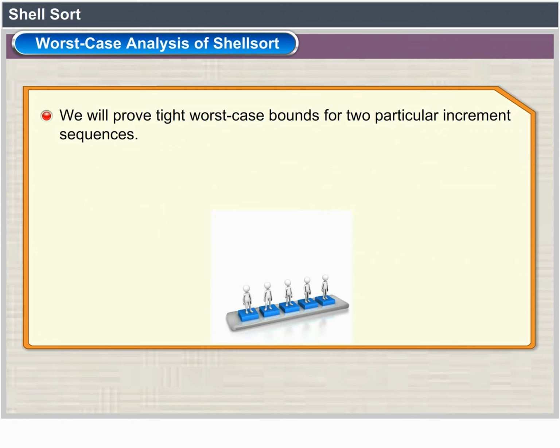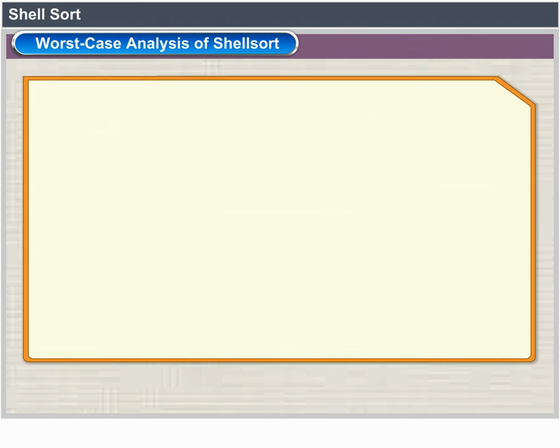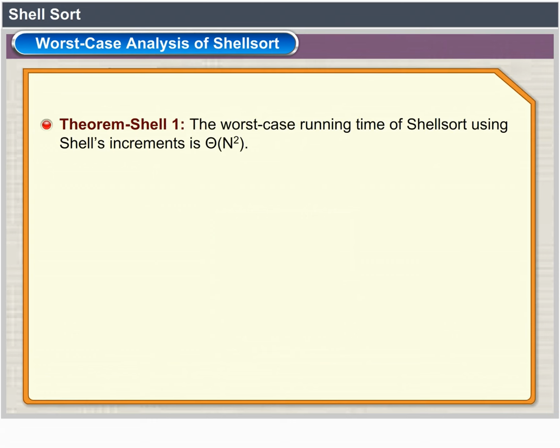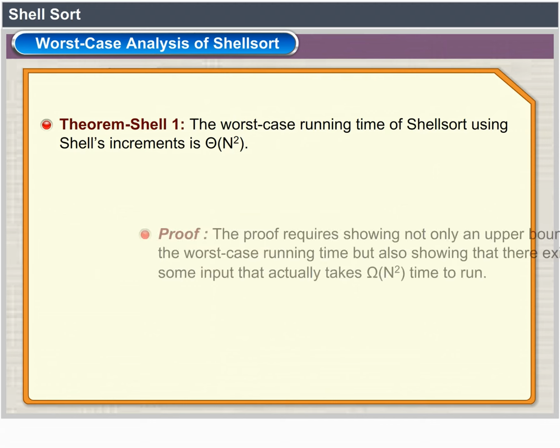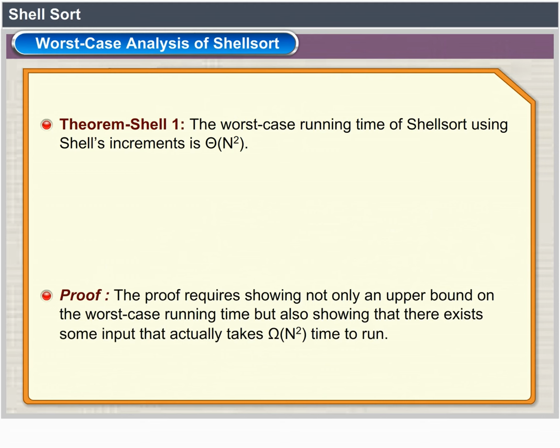Theorem Shell 1. The worst case running time of shell sort using Shell's increments is big theta of n squared. Proof. The proof requires showing not only an upper bound on the worst case running time, but also showing that there exists some input that actually takes big omega of n squared time to run. We prove the lower bound first by constructing a bad case.